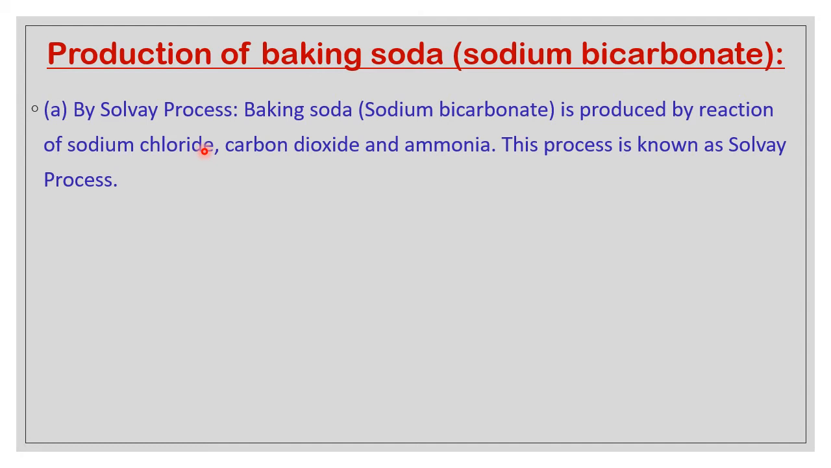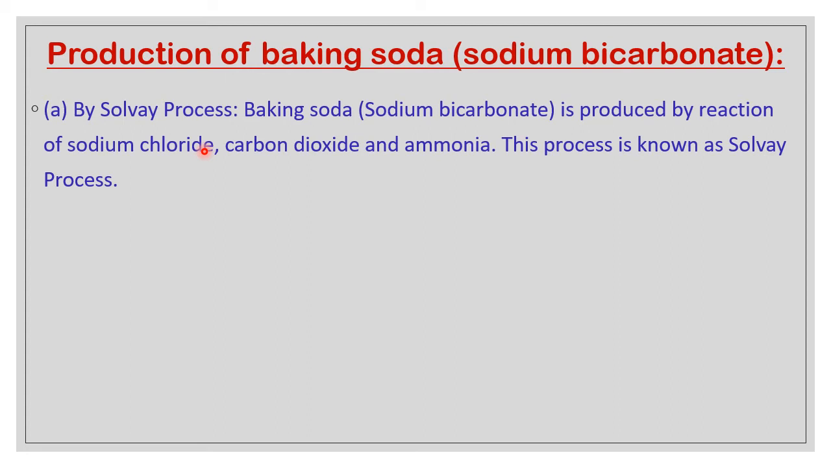After passing carbon dioxide, that process is called what? Carbonated ammoniacal brine. That means first, what is brine? Sodium chloride and water, NaCl plus H2O. Then add ammonia, it becomes ammoniacal brine, that is NaCl, H2O, NH3, which is called ammoniacal brine.